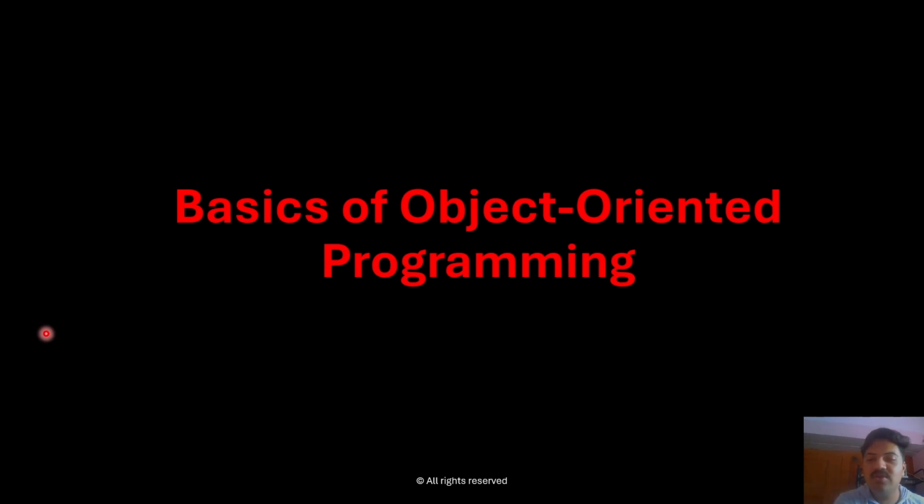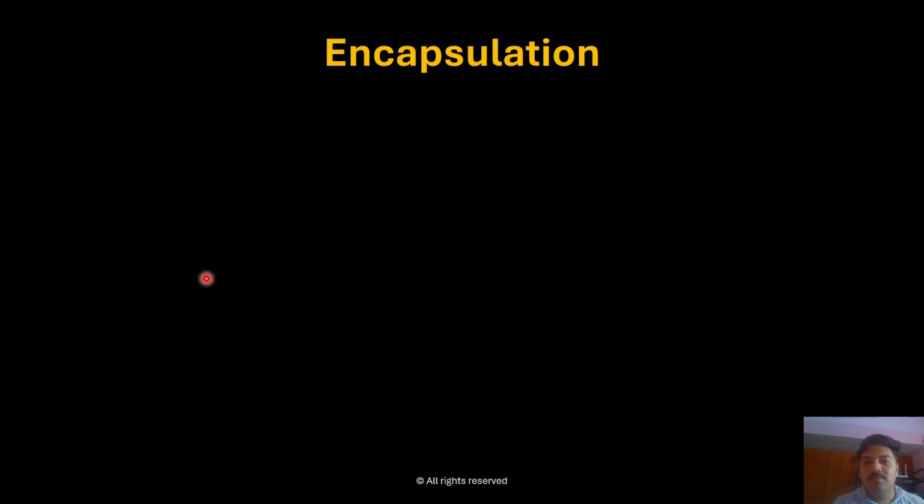Hello everyone. Today we'll be studying the basics of object-oriented programming. In the basics of object-oriented programming, we'll be studying six topics: encapsulation, abstraction, inheritance, polymorphism, data hiding, and message passing. Let us start with encapsulation.